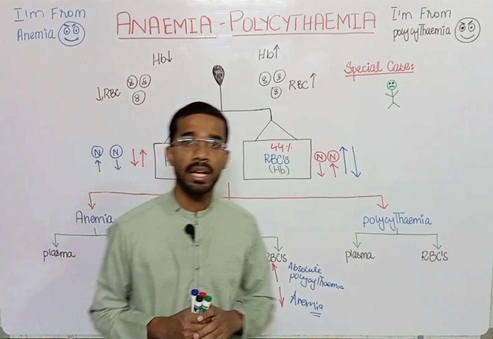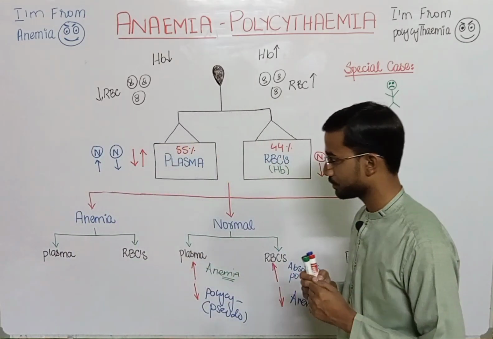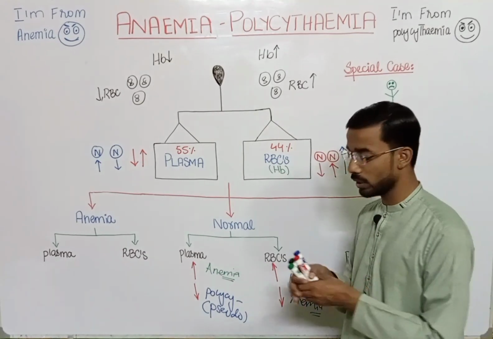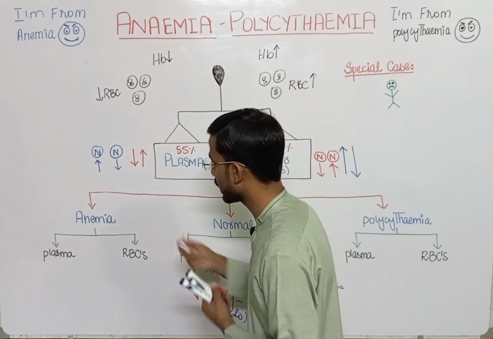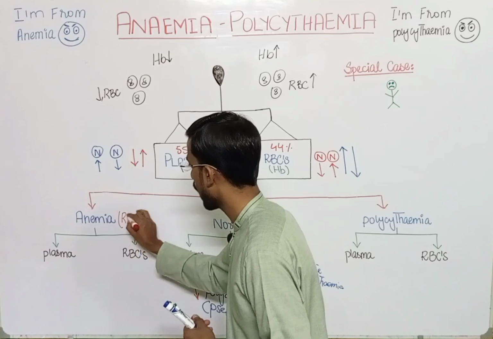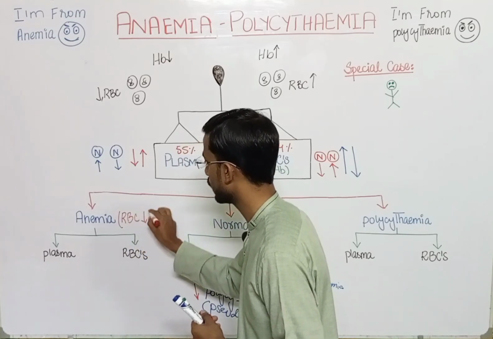Next we will see the case of anemia. In anemia we know that the RBC number is decreased. In anemia, the RBC number decreases.